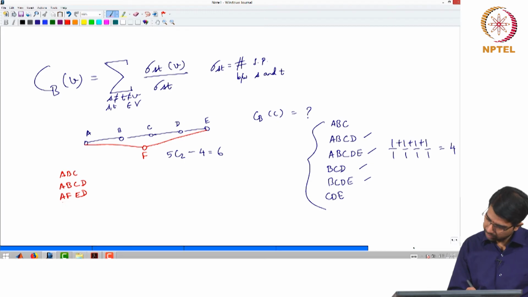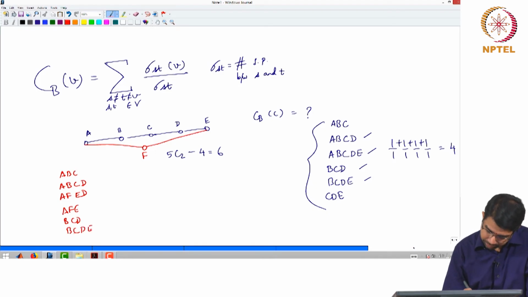A, F, E, D, what else? So A, B, C, A, B, C, D, A, B, C, D, E is no longer a shortest path, it is just A, F, E, and B, C, D is still a shortest path, B, C, D, E is a shortest path, as is B, A, F, E.